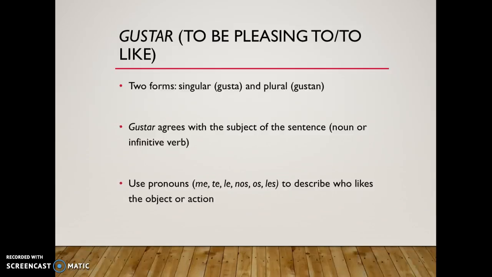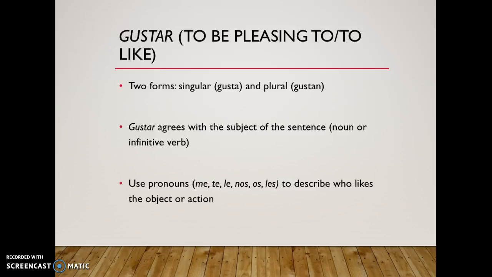Now, we use the verb gustar to describe things that we like. However, it does not have the same English construction. You're not actually saying, I like dogs, I like tacos. What you're saying is that tacos or dogs are pleasing to you. So we conjugate this verb in a different way. It's actually much easier than other verbs because there's only two conjugations.